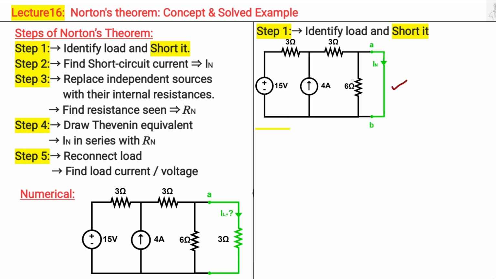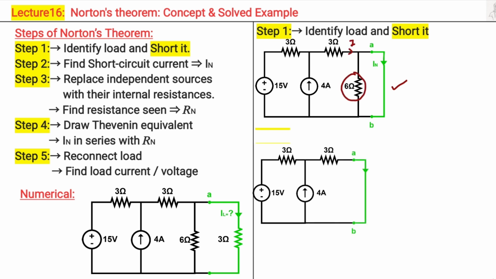Now due to the short, this 6 ohm resistance will be bypassed. Therefore, if I dash current is flowing through this branch, the entire I dash will flow through here and the current flowing through this 6 ohm will be 0. Therefore, I dash is simply equal to IN. The next step is to find out this short circuit current IN. It can be found out with the help of nodal analysis.